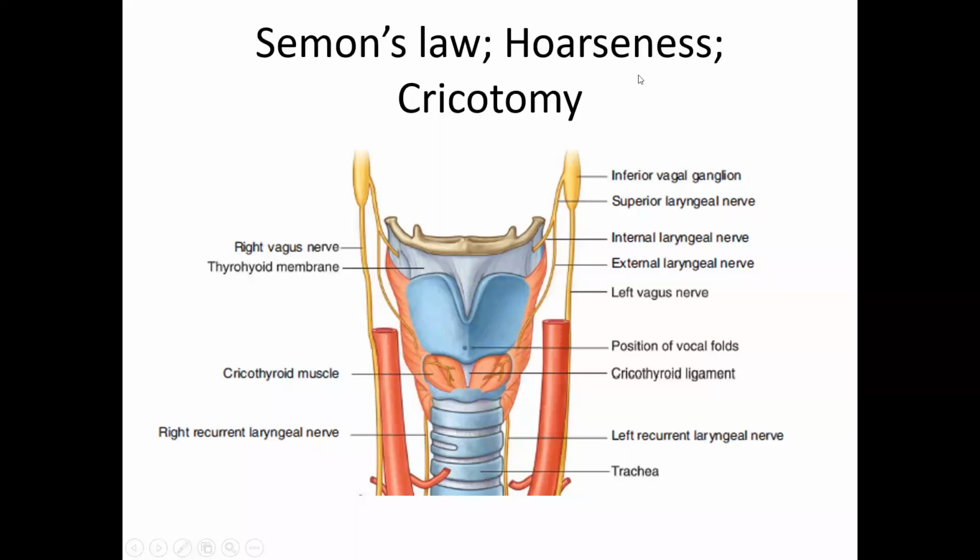Hoarseness of voice, trichotomy, Siemens law. In case of irritation anywhere in the laryngeal region, the vocal cords will go into spasm. The vocal cords are present here, at the lower part of the thyroid cartilage, at vertebral level C5.